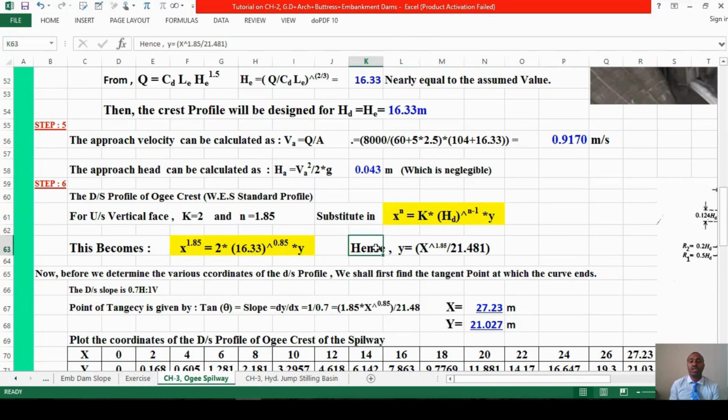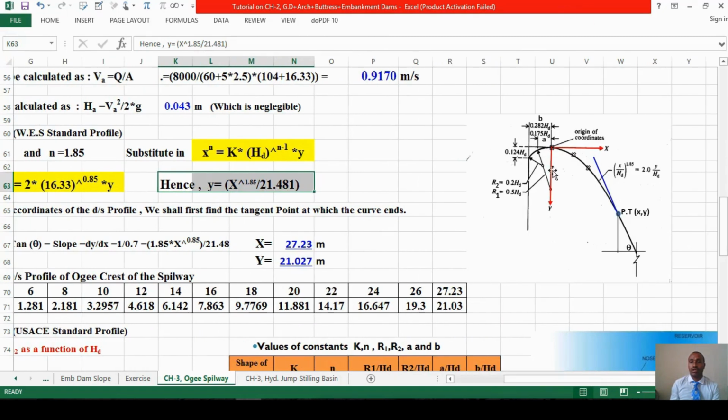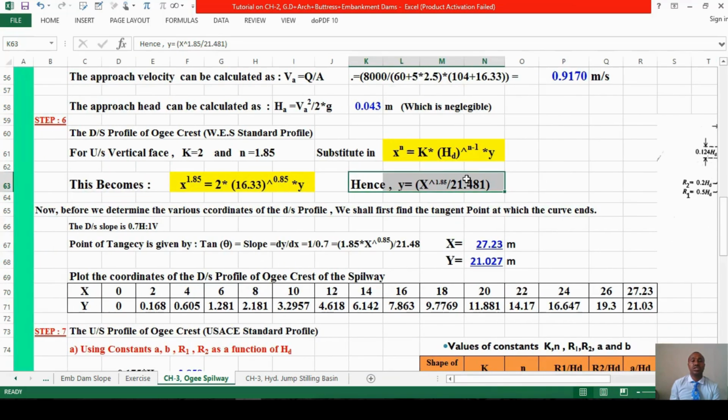So you get the general equation for the crest profile. The crest profile is this one. This is the crest profile downstream, with X in this direction and Y in this direction. So the crest profile will be designed using this equation.